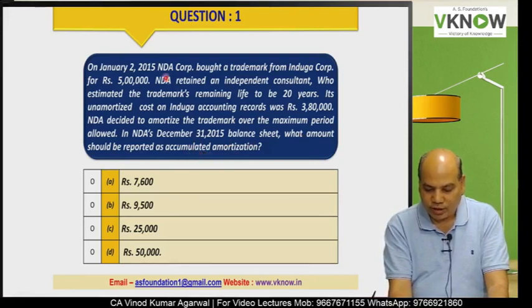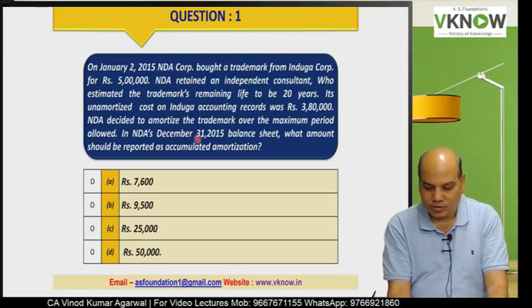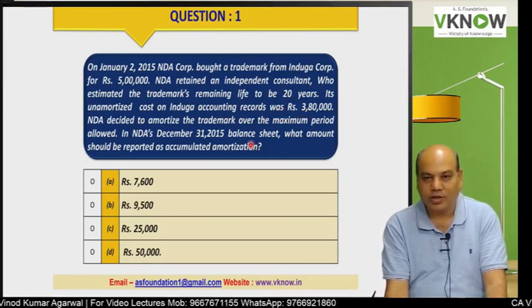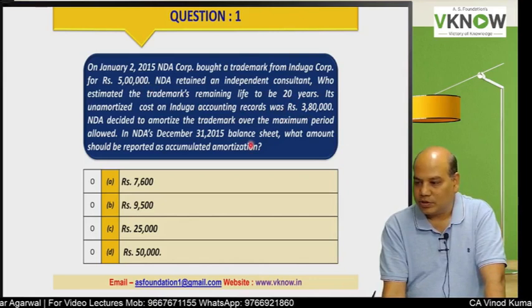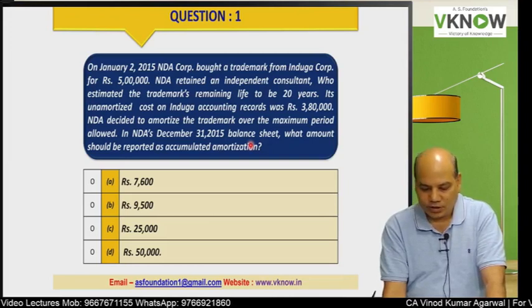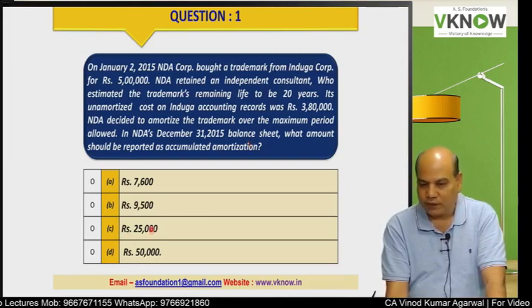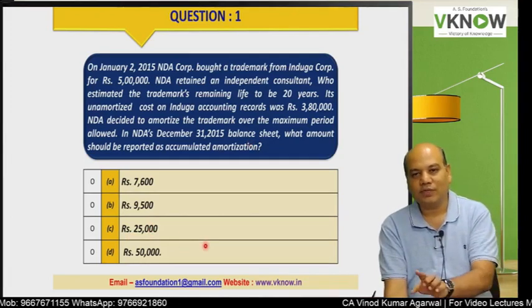We are in the books of NDA Corp. What will be the accumulated amortization on 31st December 2015? Will you take 5 lakh divided by 20 or 3,80,000 divided by 20? You are in the books of NDA, they have purchased it for 5 lakh. So for them the cost is 5 lakh. 5 lakh divided by 20 years, 25,000. Do we have any option? 25,000 here. So first you have to do your own calculation and check if there is any option.